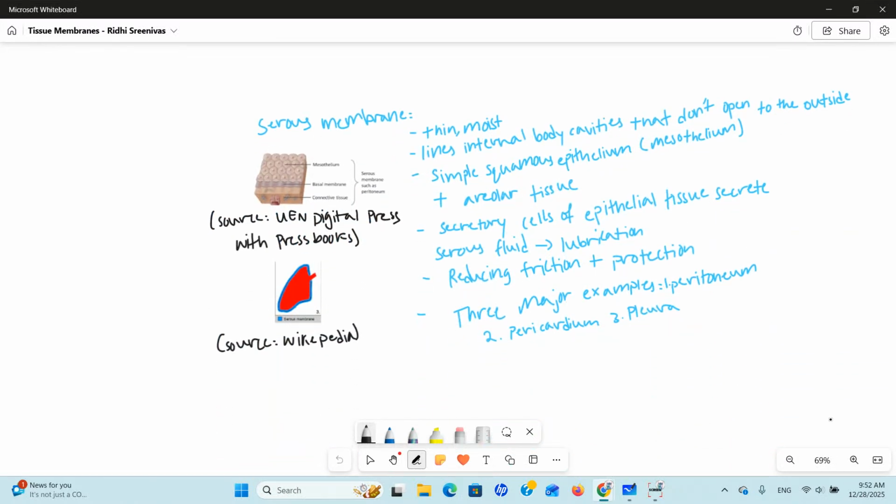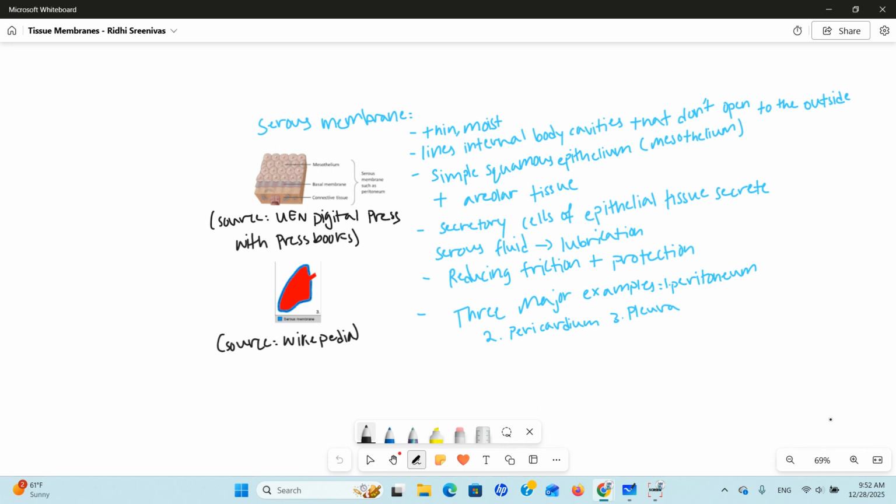Okay. So next we have the serous membrane, which are thin, moist membranes that line internal body cavities that don't open to the outside, unlike mucous membranes. And they are composed of simple squamous epithelium that is called the mesothelium in this case, and is supported by underlying areolar connective tissue. And the secretory cells in the epithelial tissue secrete serous fluid, providing lubrication, reducing friction, and serous membranes also provide protection in general.